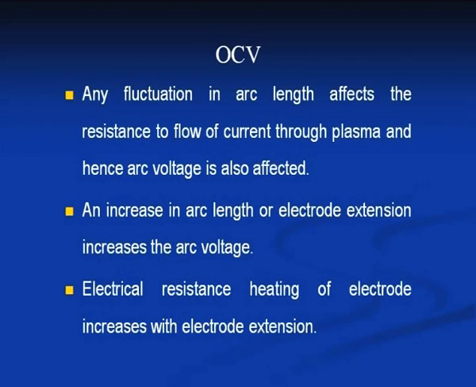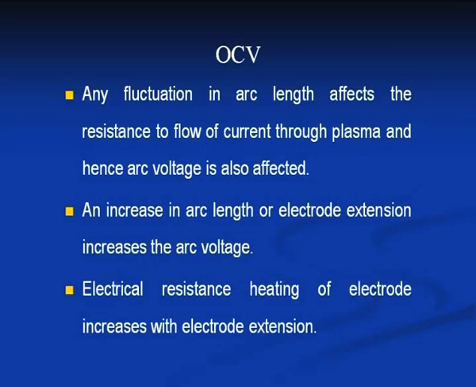Any fluctuation in arc length affects the resistance to the flow of current through the plasma and hence the arc voltage. So during arc welding, whenever due to any reason there is a fluctuation in arc length, that affects the resistance to the flow of current through the plasma zone, which in turn affects the arc voltage. Therefore an increase in arc length in general increases the arc voltage, and similarly an increase in electrode extension also increases the arc voltage.